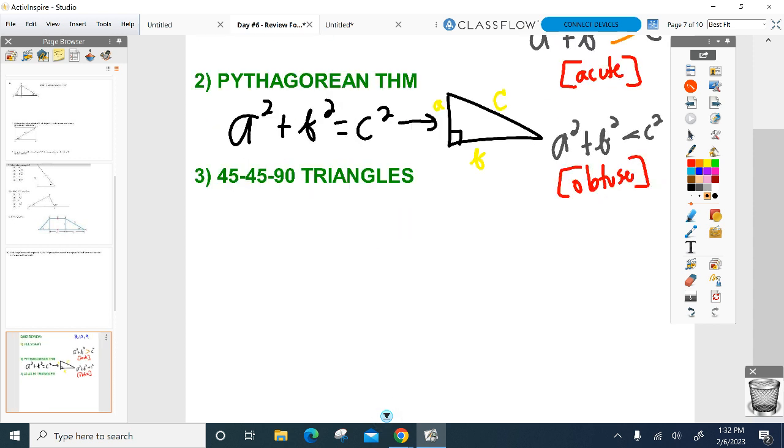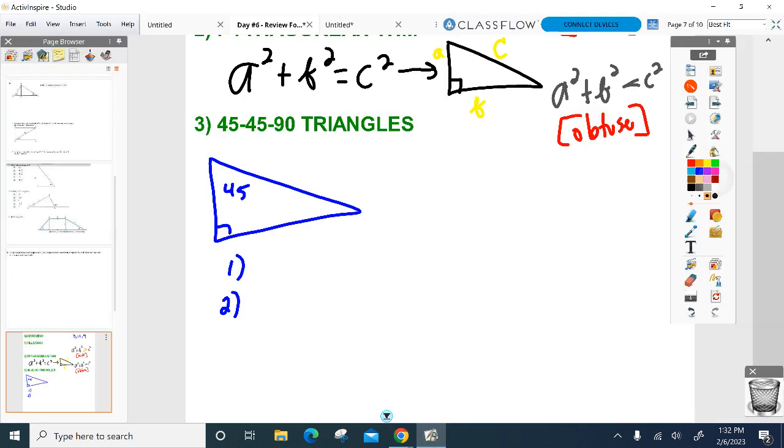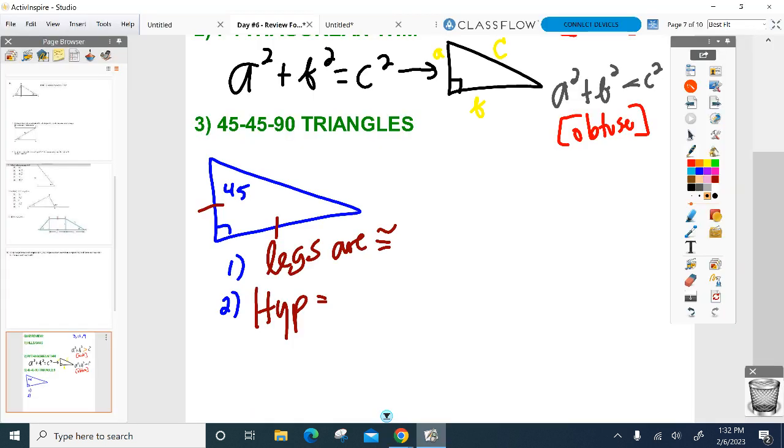All right, 45, 45, 90 now. 2 rules for 45, 45, 90. Let's start out with the legs. What do I know about the legs? Congruent. Legs are congruent. Done. And how do I find the hypotenuse? What's the rule to find the hypotenuse in a 45, 45, 90? It's leg times radical 2. Good. Leg times the square root of 2. Make sure you don't plug a 3 in there. That's for the one coming up. All right, all good on the 45, 45.